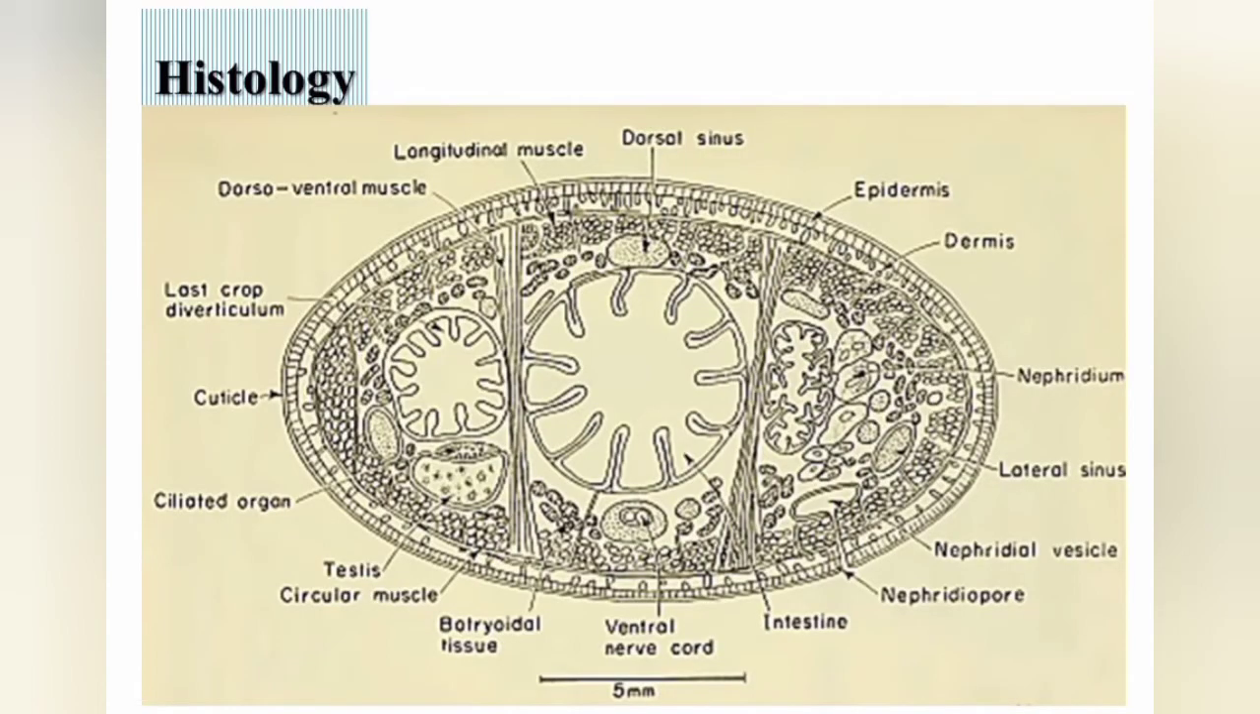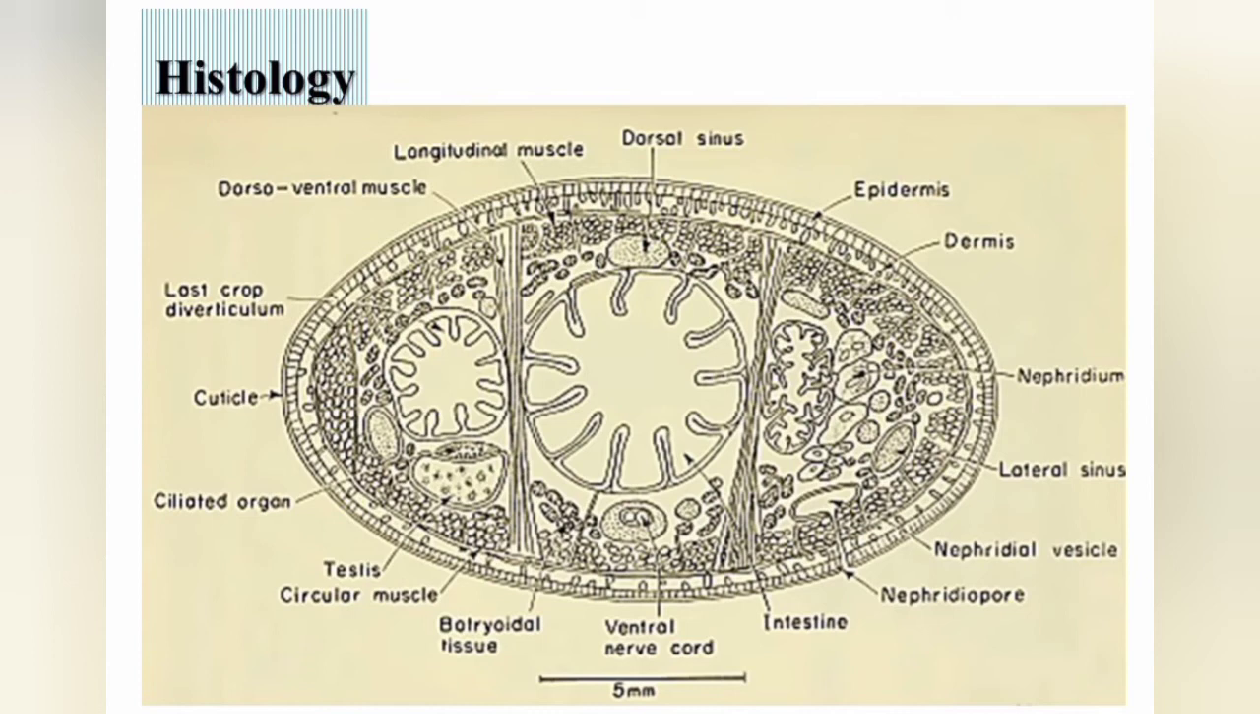Next, we are going to see about the body wall of leech. The body wall of leech includes 5 layers. First layer is cuticle. It is the outermost layer. Second layer is epidermis, which is present below the cuticle. The third layer is dermis. It is present below the epidermis, formed of connective tissue.